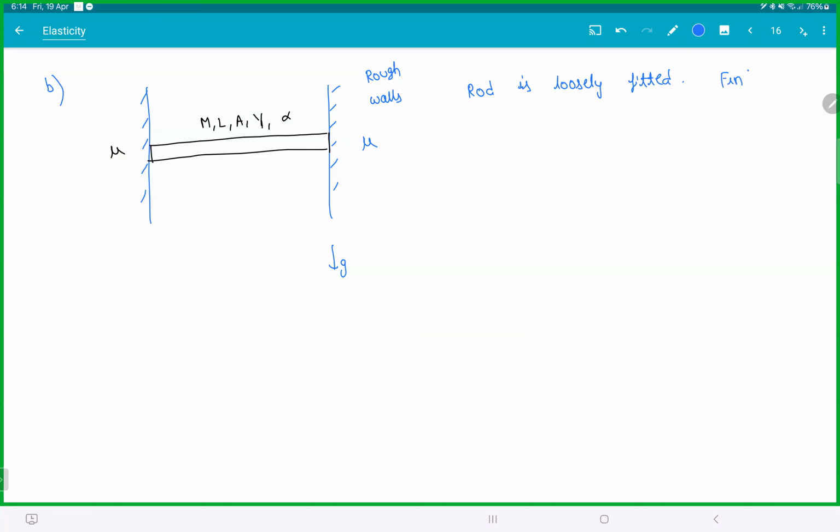Find the change in temperature so that the rod remains in equilibrium. So if you increase the temperature, the rod will try to expand and it will push the walls. So you get normal reaction, you get friction. Find delta T if the rod remains in equilibrium between the walls. Get this.